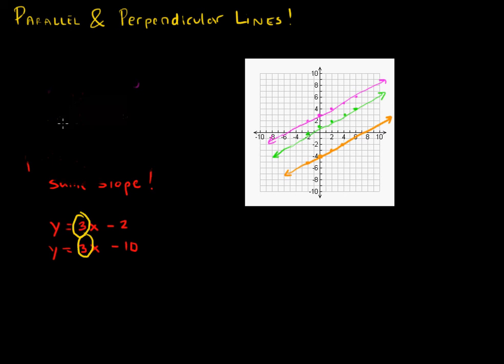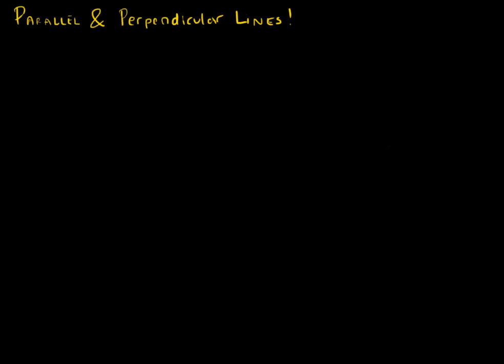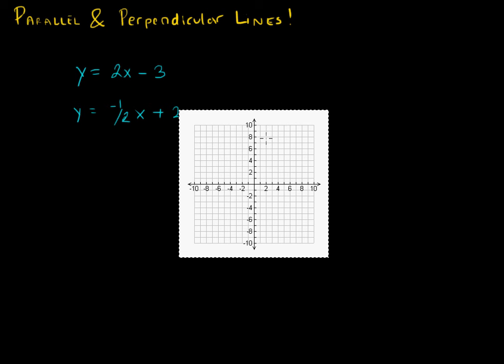So what's all the hubbub about perpendicular lines? What in the world would that look like? Let me change this back and look at two different lines. Let's say I want to graph y equals 2x minus 3, and then y equals negative 1/2 x plus 2. Y-intercepts don't matter here, you'll see why. So I need a graph, alakazam.